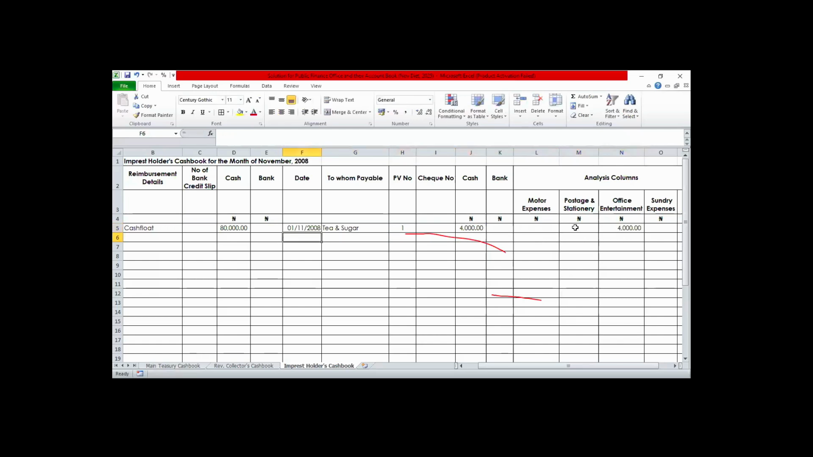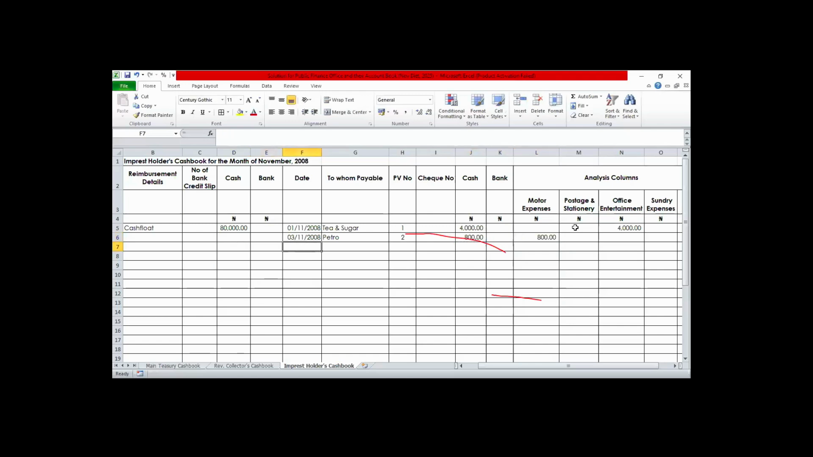The second one. What's the date? November 3rd. Purchase of petrol. That one will be under what? 02, that's the invoice number. Payment voucher number 2. How much is the figure? 800 naira. That will be under motor expenses. Okay. The next one.